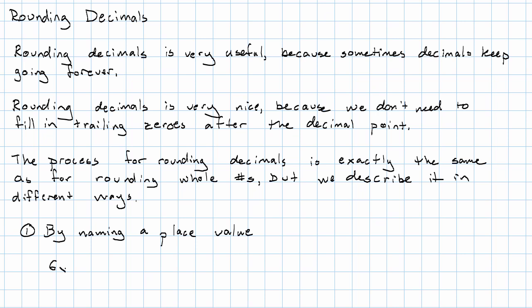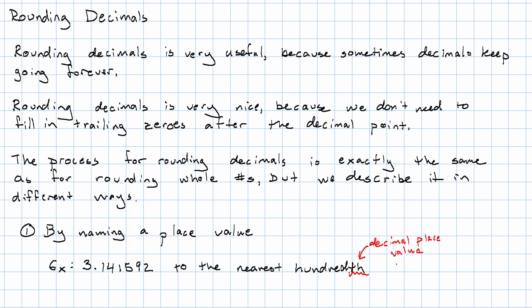So for example, we might round 3.141592 to the nearest hundredth. Notice this TH on the end. That TH on the end gives it what's called the ordinal name instead of the cardinal name. This TH on the end is our cue that we're dealing with a decimal place value rather than a whole number place value.